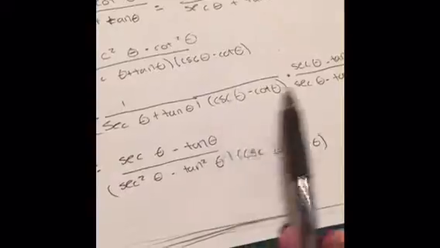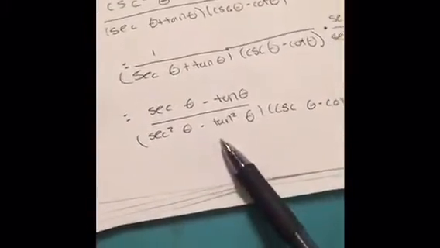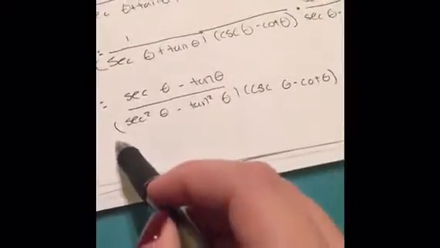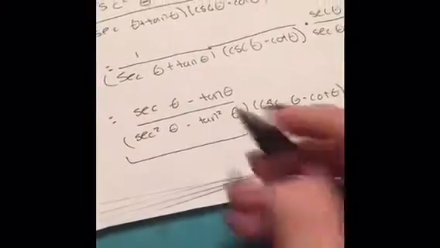When I multiply this times this, I am left with this. And I know that this bottom part of the denominator equals 1. Once I simplify, I am left with this answer.